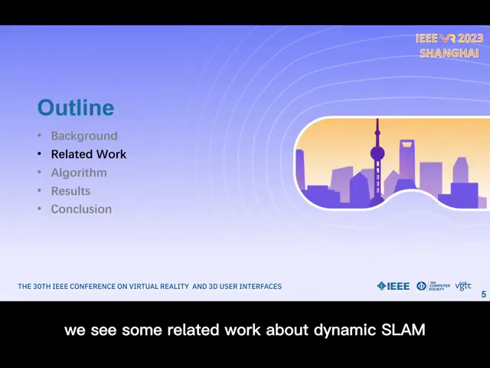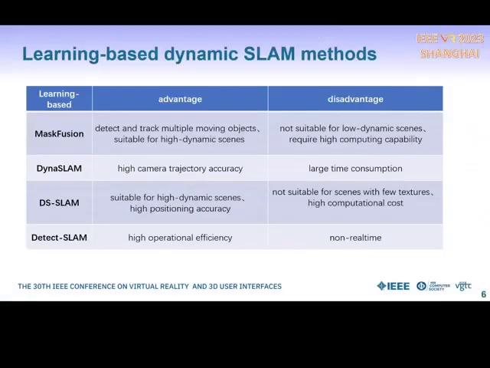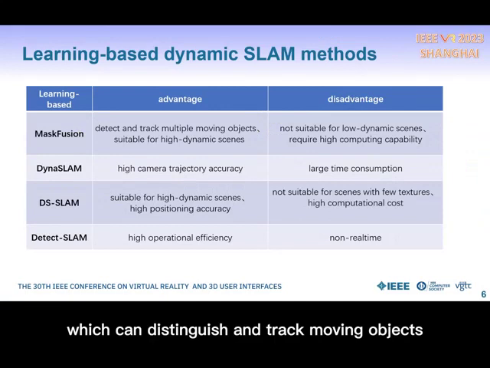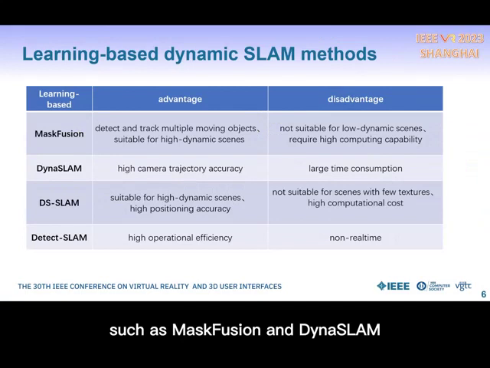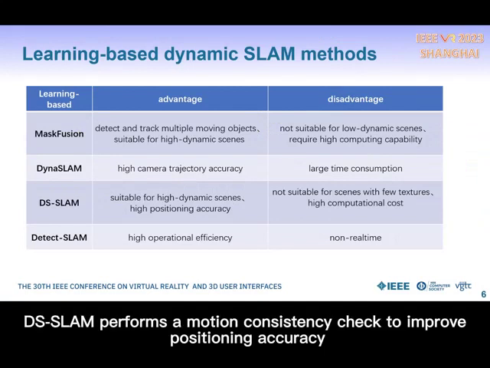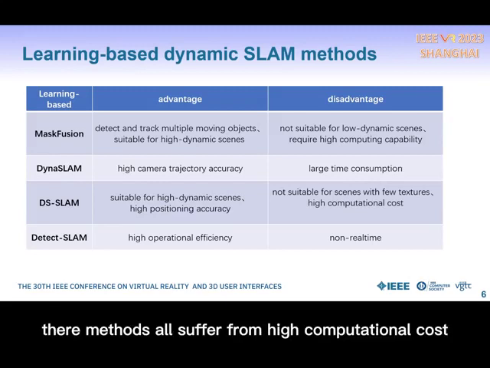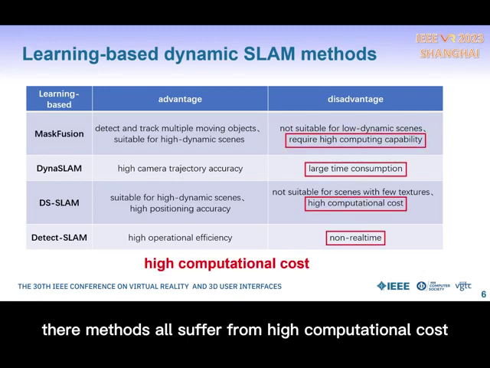Next, we see some related work about dynamic SLAM. Firstly, learning-based methods are mostly with semantic segmentation, which can distinguish and track moving objects, such as MaskFusion and DynaSLAM. In addition, DynaSLAM performs a motion consistency check to improve positioning accuracy. And Detect-SLAM uses the concept of moving probability to distinguish the dynamic feature points. However, these methods all suffer from high computational cost.